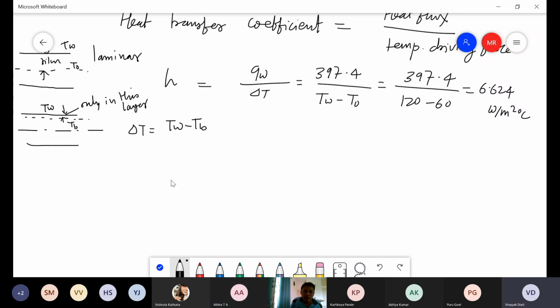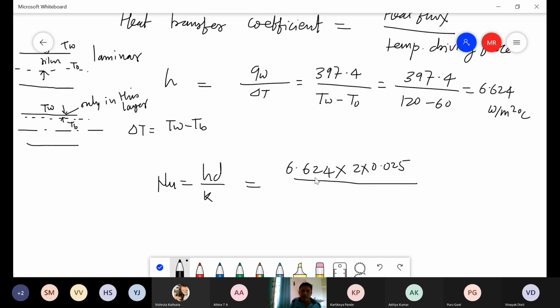Yes, sir. Now we can calculate the last part, that is the Nusselt number, which is given as HD by K. So H we have already calculated, that is 6.624, into diameter, we already know, so 2 into 0.025 is the diameter, by K, which is given in the problem, 138. So you can calculate the Nusselt number, which comes out to be 2.4. Okay. Is it okay to everyone? Can we go ahead with the next problem? Yes, sir. Okay.